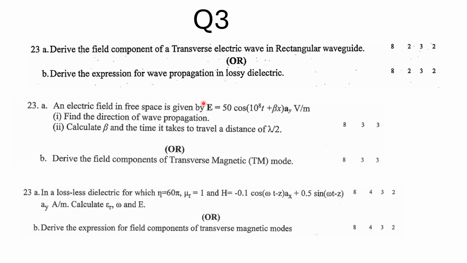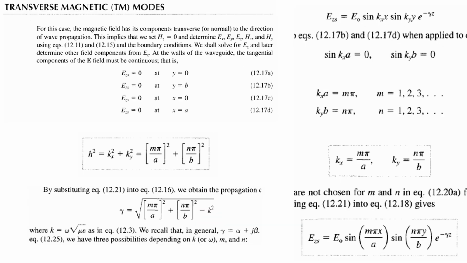All process steps are the same for TM and TE. So let's consider the transverse magnetic mode, that is TM. Here are the boundary conditions for the rectangular waveguide, since we are deriving it for the rectangular waveguide. If you remember, this is a very important equation: h square is equal to kx square plus ky square. Kx is m pi by a, and ky is n pi by b. So a and b are the sides of the rectangle.